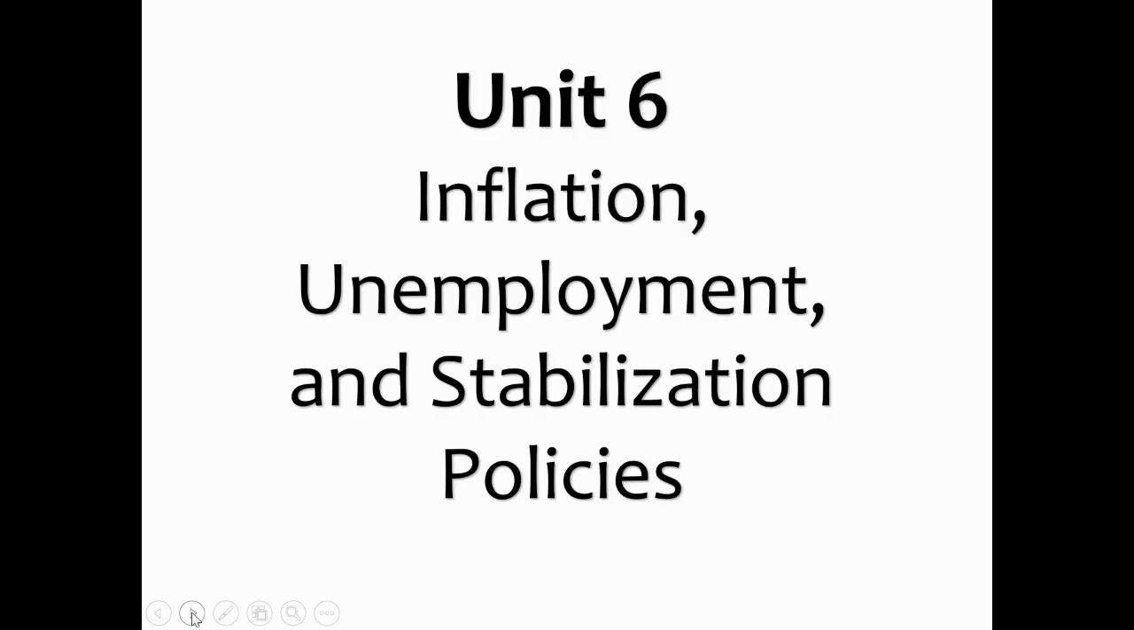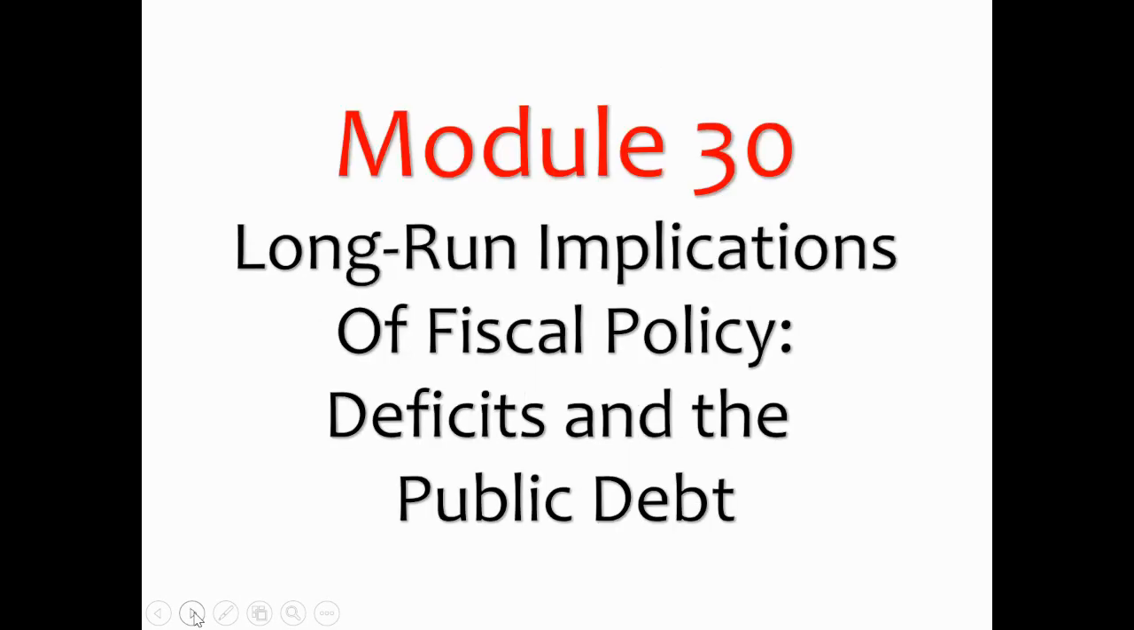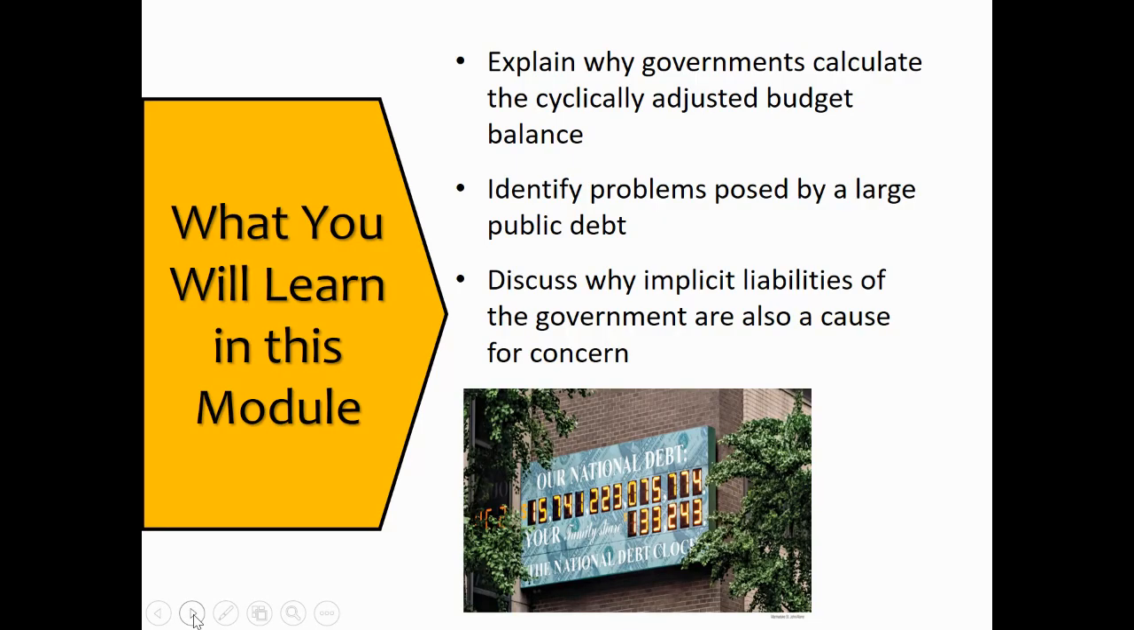So Unit 6 is essentially about inflation, unemployment, and stabilization policies. Okay. And we're going to take a look at Module 30, which is long-run implications of fiscal policies. We're talking about deficits and the public debt. So essentially, when we talk about fiscal policies, if we increase government spending and cut taxes at the same time, what essentially happens? We create that public debt, and we've talked about that crowding out phase with deficit spending.